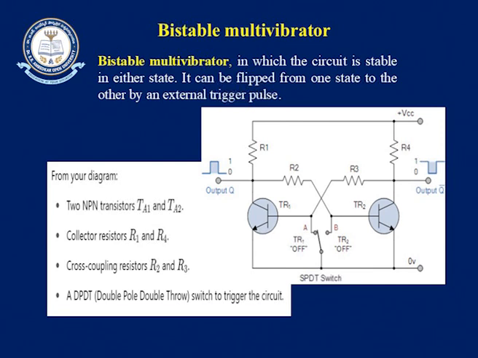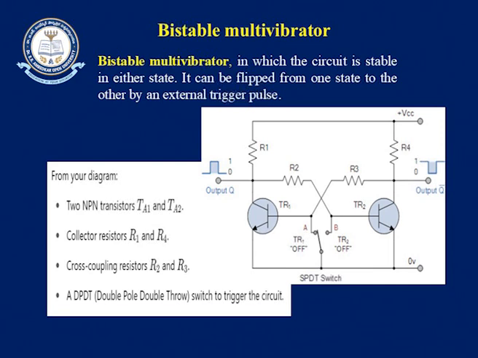So here you can see the output voltage. The same transistors have been used here, two NPN transistors, that is TR1 as well as TR2, and collector resistors are there. From the figure only I am explaining, you need to follow that R1 as well as R4 are the collector resistors, and the biasing coupling resistors are R2 and R3. So DPDT, that is a double pole double throw, is a switch for the triggering of the circuit.